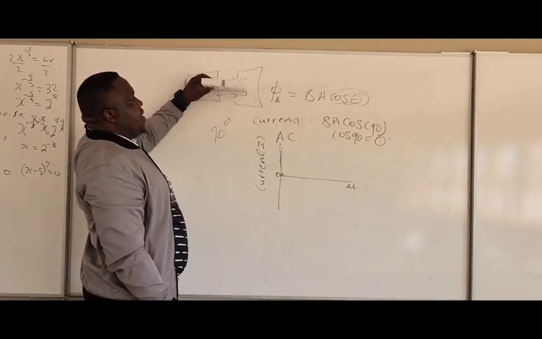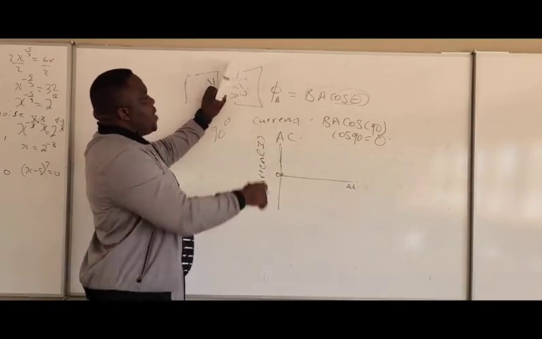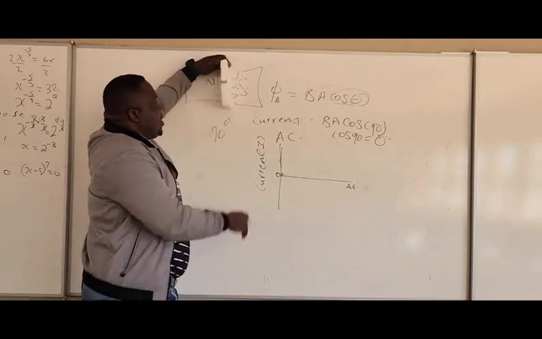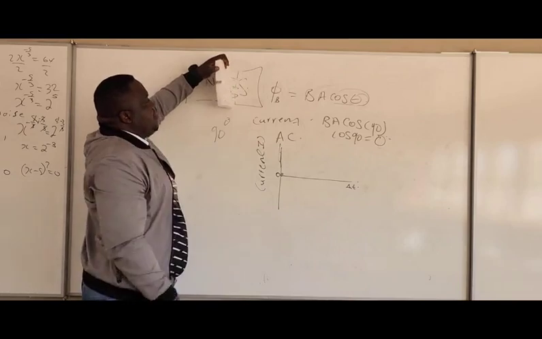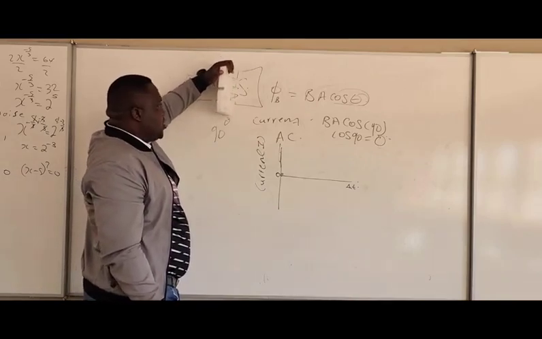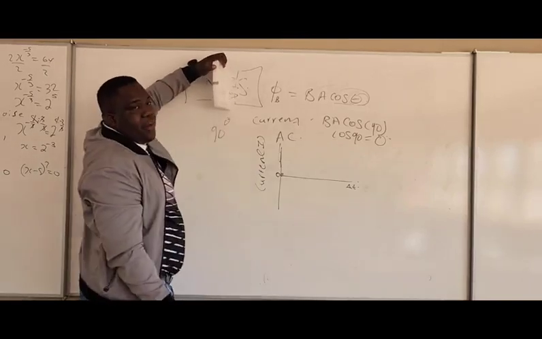So look what will happen next. Then the coil turns, and it becomes like this. Look at what we have now. Now the coil is perpendicular to the magnetic field. Do you see? The coil is perpendicular to the magnetic field.